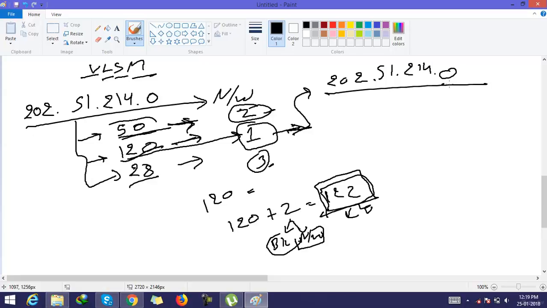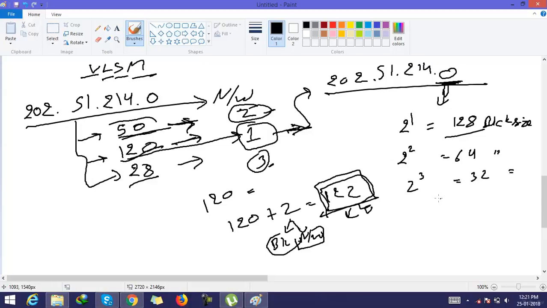If we borrow 1 bit in the 4th octet, it means 2 to the power 1, so it becomes 2 subnets. If we borrow 2 bits, then we get 4 subnets. If we borrow 3 bits, then we get 8 subnets. In the 4th octet, if we borrow 1 bit, then it becomes 128 as a block size. If we borrow 2 bits, then it becomes 64 as a block size. If we borrow 3 bits, then it becomes 32 as a block size, and so on.